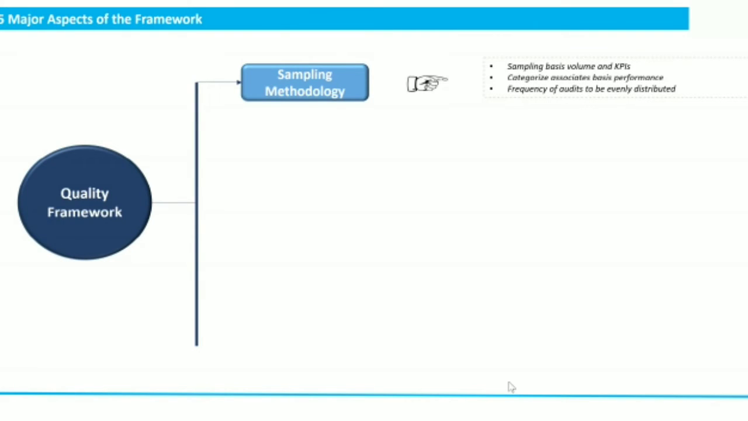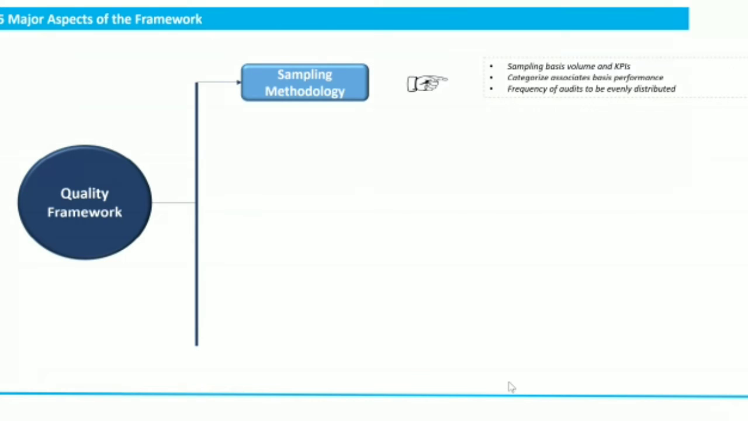Moving on in the sampling methodology, you categorize associates on the basis of performance. Here, because I'm talking about the service industry, I'm considering associates. When you are in a manufacturing industry, you need to categorize your products based on their performance, the duration, maybe the timing of the products being manufactured, the specifications of all of those. Based on that, you will categorize your products, your services, your agents, right?